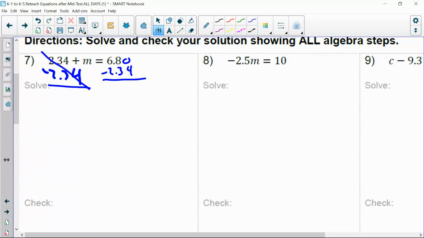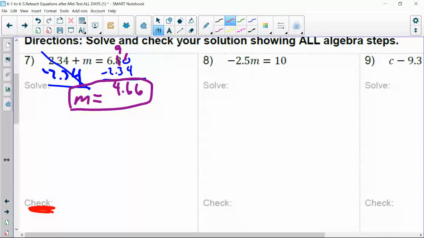Okay, these cancel. So now I'm going to bring down to get my solution. Well, I can't take 4 away from nothing, so that becomes a 9, and that's a 10. 10 minus 4 is 6. 9 minus 3 is 6. And 6 minus 2 is 4. So right there is our solution. But don't forget, we have to check our work.